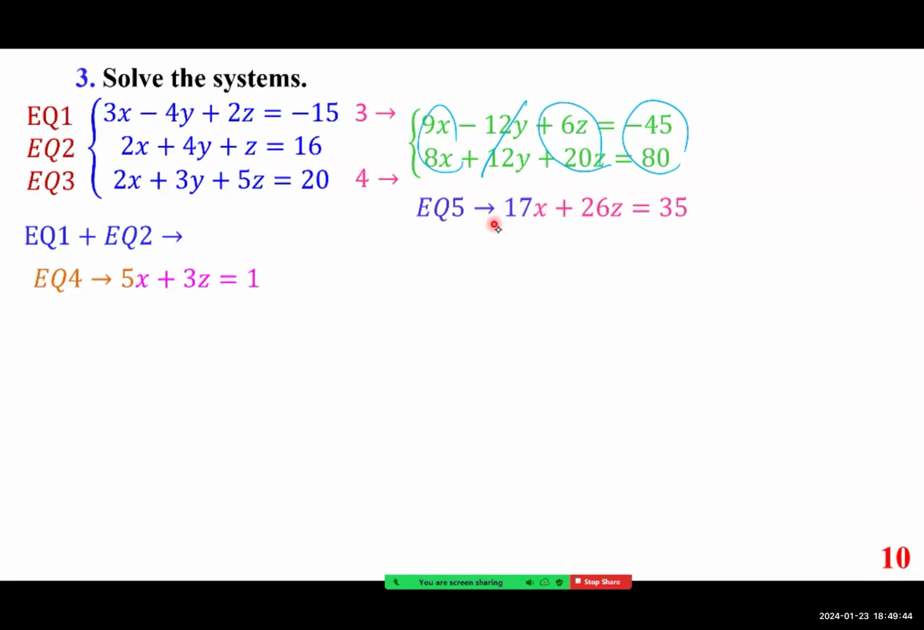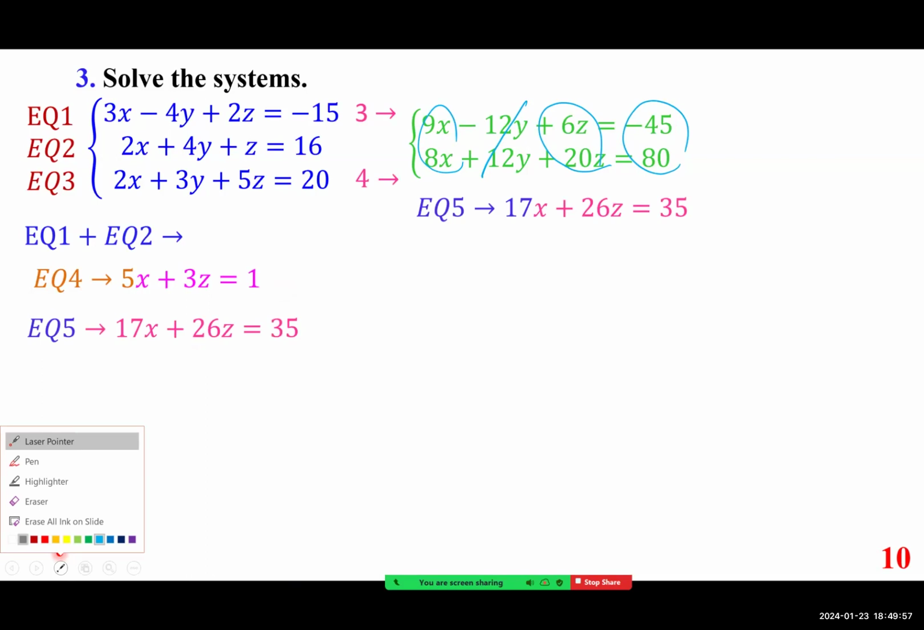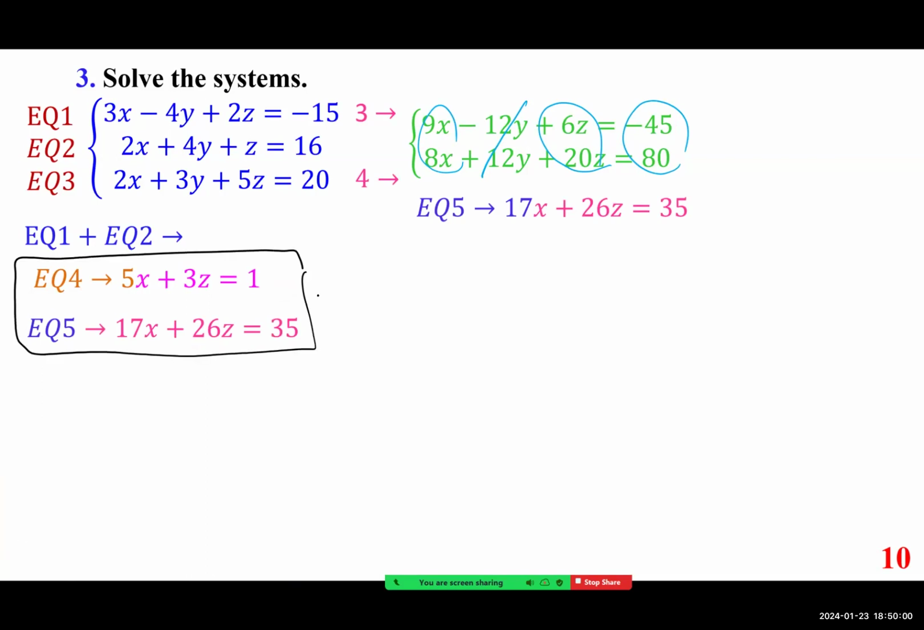And now we are dealing with a 2 by 2 system. And therefore, what I'm going to do, I'm going to put these two next to each other. Equation 4 and equation 5, I'm going to put them next to each other and deal with those. Again, you have to decide which variable you want to get rid of. If you want to get rid of the x, you can multiply this one, let's say by 17, this one by negative 5. If you want to get rid of the z, you can multiply this one by 26, this one by negative 3. So let's go and multiply the top one by 17.